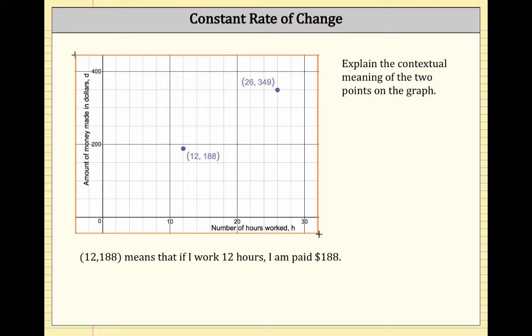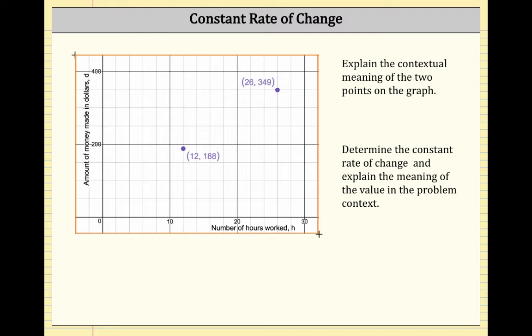Now we're going to also look at the second point, which is (26, 349). The first value of the coordinate has to do with the input, and that's the number of hours worked. And the second coordinate, which is 349, is the amount of money made in dollars. So if we put that idea together, that would mean that (26, 349) means that if I work 26 hours, I am paid $349. And that's what it means to explain the contextual meaning of the 2 points on a graph. Let's look at another thing.